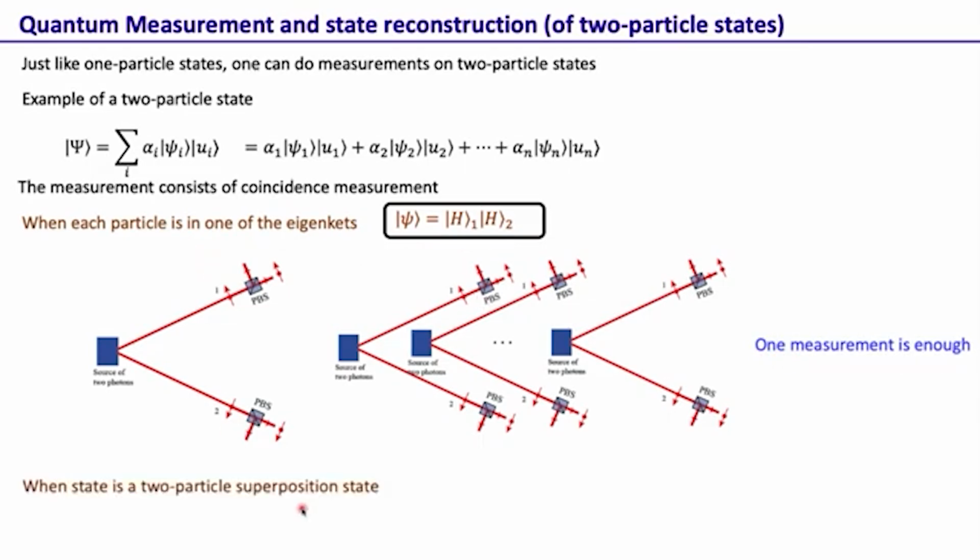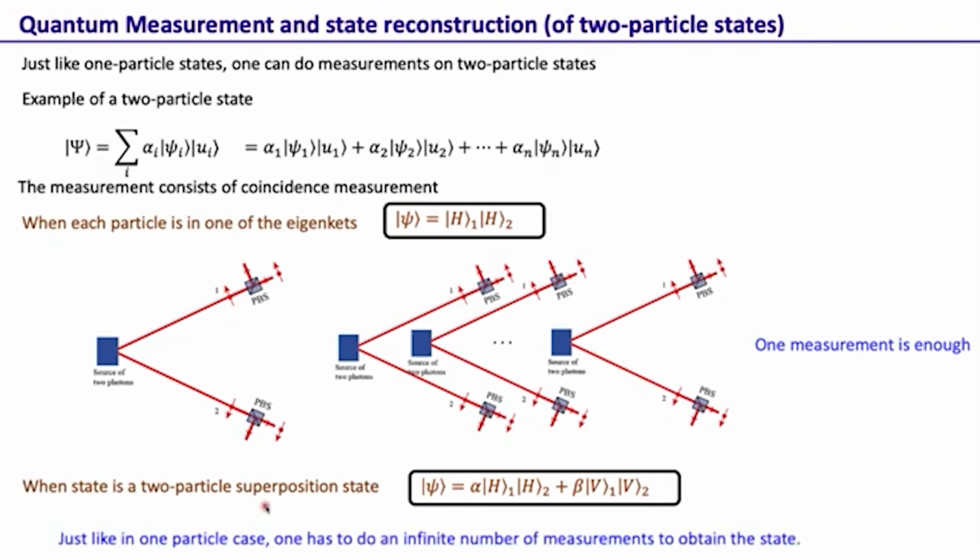But when the state is a two particle superposition state, for example this simplest two particle superposition state, psi equals alpha h1 h2 plus beta v1 v2, that means the first particle is h and the second particle is also h, and in the other term the first particle is vertically polarized and the second particle is also vertically polarized. Then, just like in the one particle case, one has to do really an infinite number of measurements to obtain the values of alpha and beta. And of course, to obtain the phases of alpha and beta, one has to do interferometric measurements. So this is about quantum measurement for one particle and two particles.